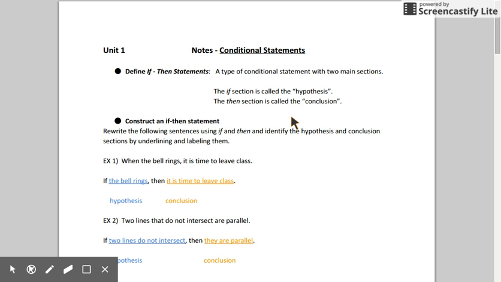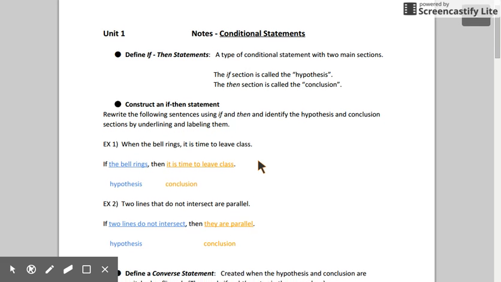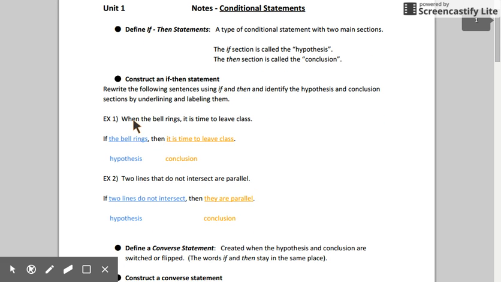So let's practice writing if-then statements. We're going to take a regular old sentence and just change it to an if-then statement. So when the bell rings, it is time to leave class. Well, the bell ringing is kind of the condition that is leading to the conclusion of leaving the class. So the bell ringing is the hypothesis, and leaving class is the conclusion. So if we write, if the bell rings, that's our hypothesis, then it is time to leave class. That's our conclusion.